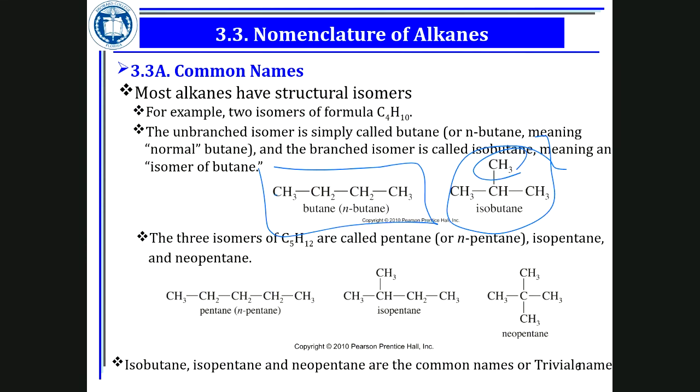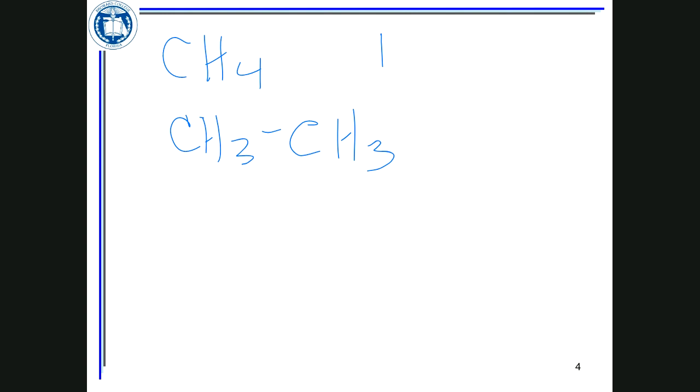So let me go to this page. How many isomers can we write for methane? Just 1, right? There's 1. For ethane, when it's a CH3, is there any other different connectivity we can use for this molecule? No. So there's only 1 molecule. There is no isomer or pair of isomers.